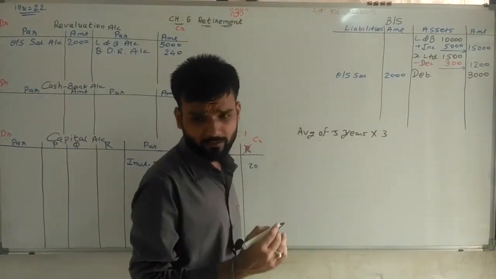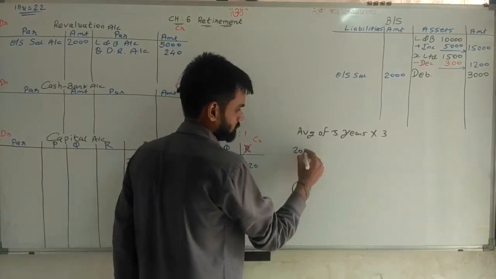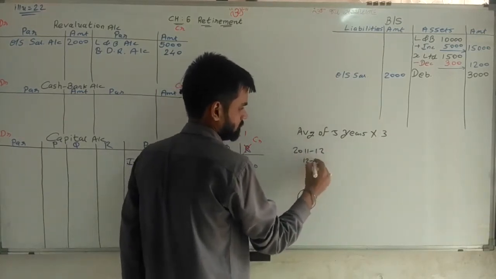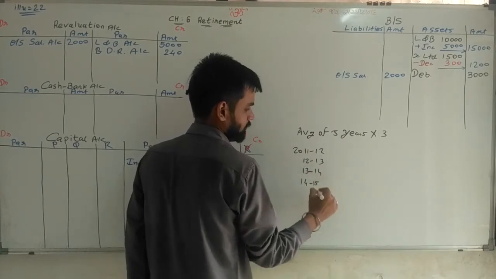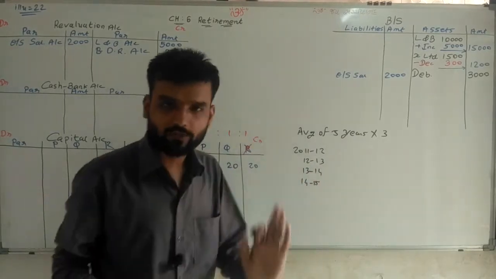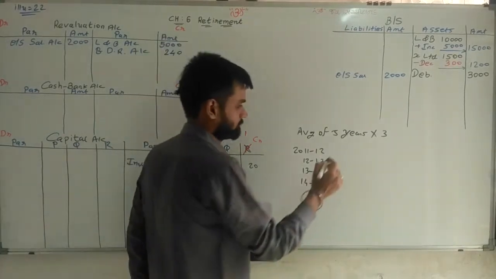Now which years' profit is given? 11-12, 12-13, 13-14, 14-15. These 4 years' profit is available. That is 6232.